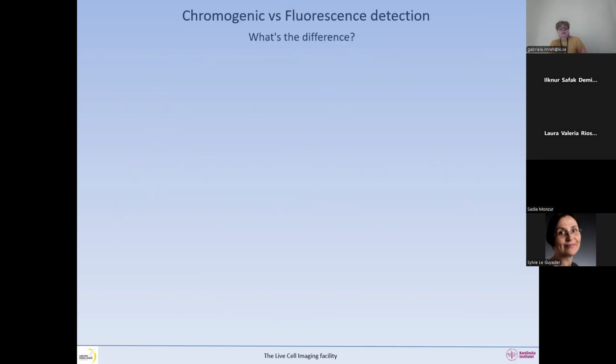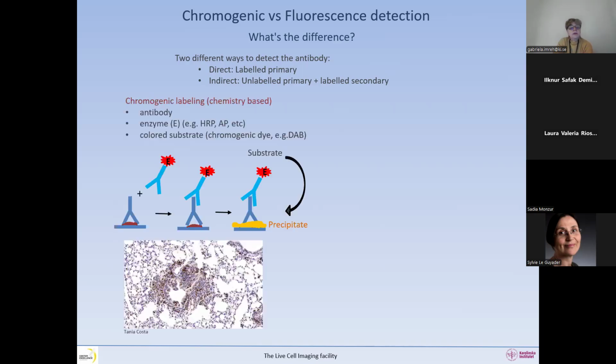Now, how can we visualize our target? There are two main techniques, chromogenic and fluorescence detection, which can be applied regardless of whether we are performing direct or indirect labeling. Let's see what's the difference between them.